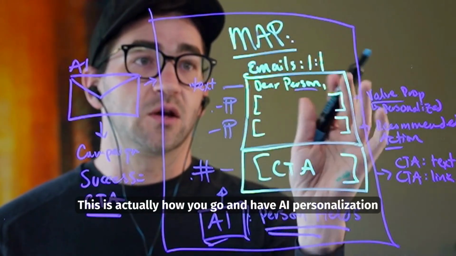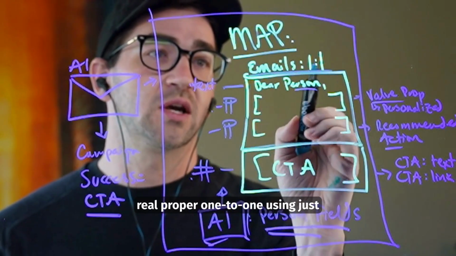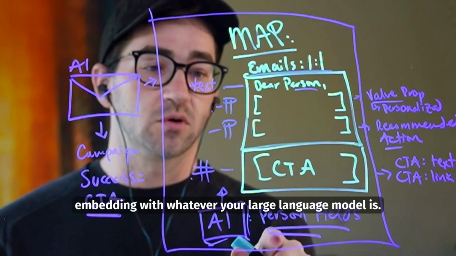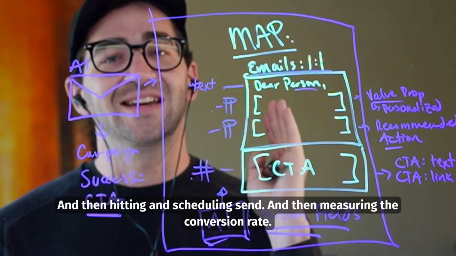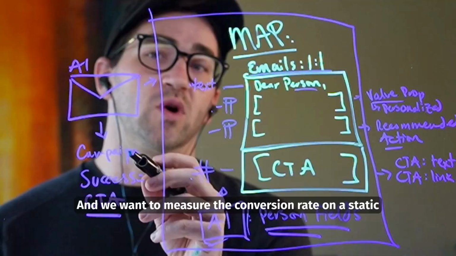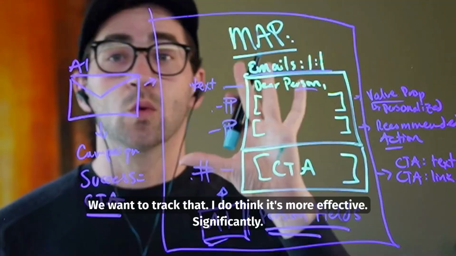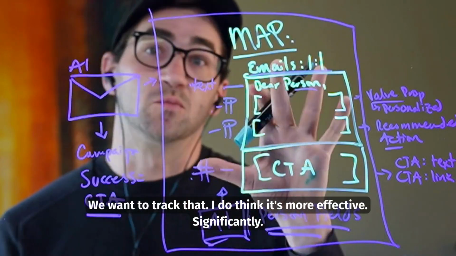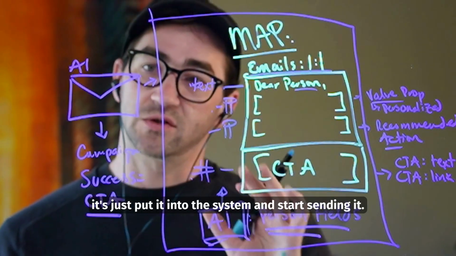This is actually how you do AI personalization, real proper one-to-one, using just embedding with whatever your large language model is, then putting it into the marketing automation platform, scheduling the send, and measuring the conversion rate. We want to measure the conversion rate on static versus dynamic. This is fully dynamic, and we want to track that. I do think it's significantly more effective. So it's just put it into the system and start sending it.